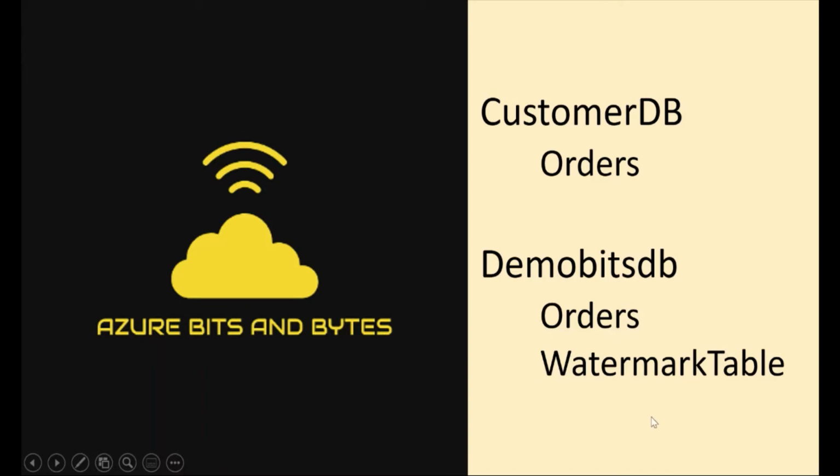And we have another table called the watermark table. So what are we going to do? We are going to copy data incrementally from the orders table of customer DB to the orders table of demobits DB. And to maintain the timestamp, we'll be managing the watermark table.